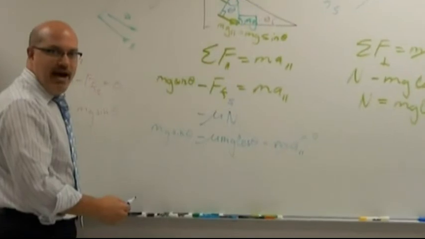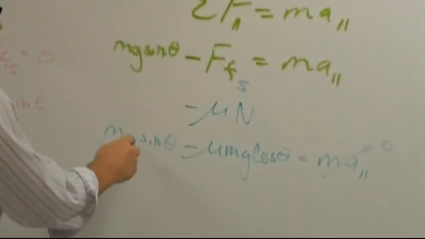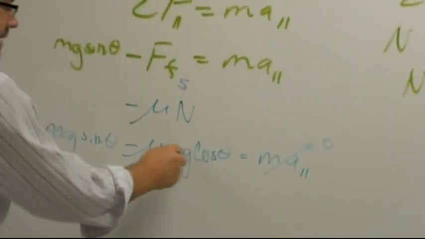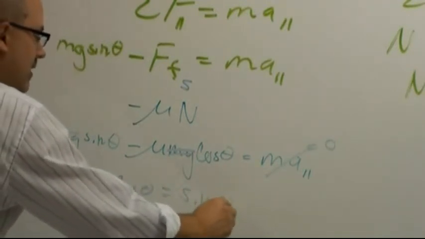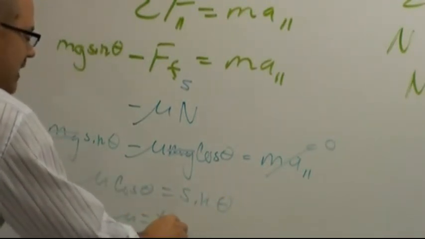In fact, it's very magical. Look what happens. Sine theta, these cancel because that side's 0 now. And you get mu cosine theta equals sine theta, or mu equals tangent theta. It's pretty cool.